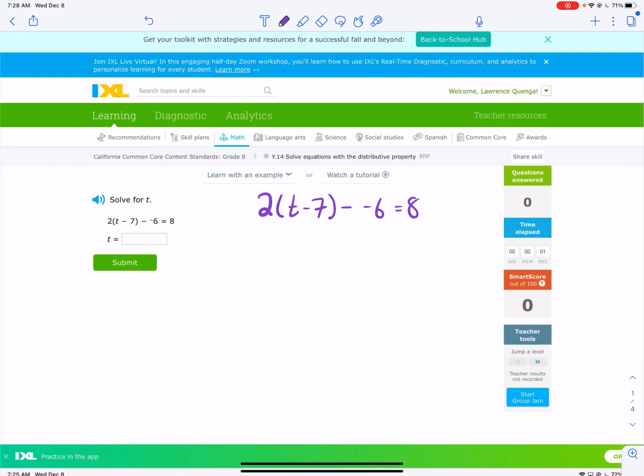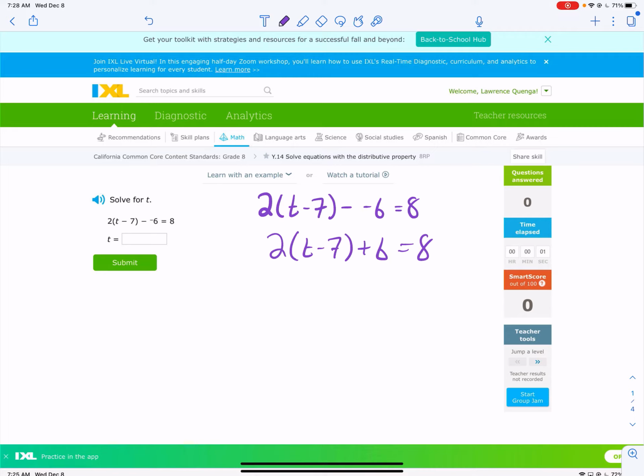Okay, we're going to start off and we are going to distribute for this one. Because we have this minus negative 6, we can go ahead and distribute after we simplify this out here. I have this as plus 6. Remember, when you subtract a negative, what you're really doing is adding.